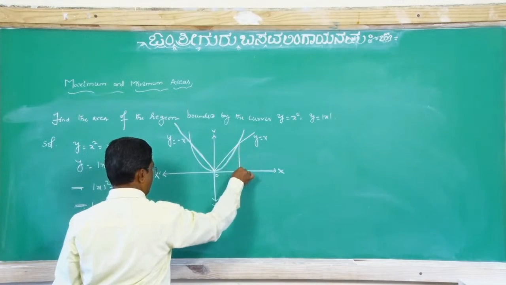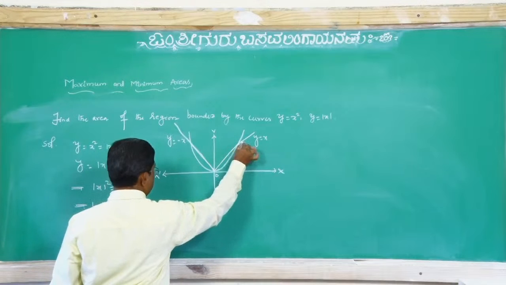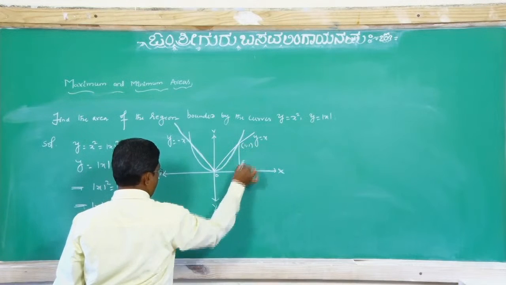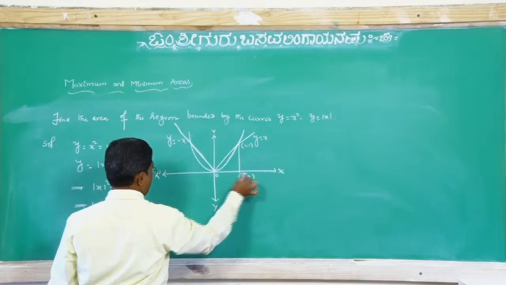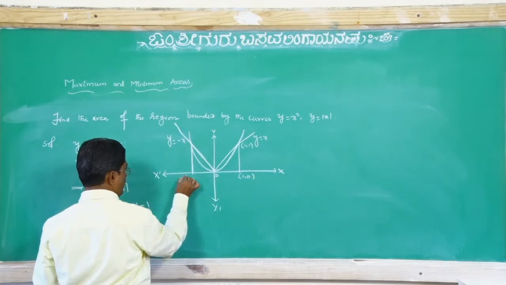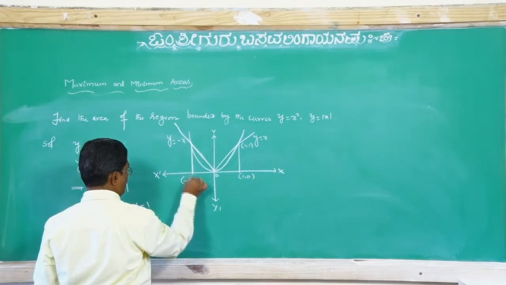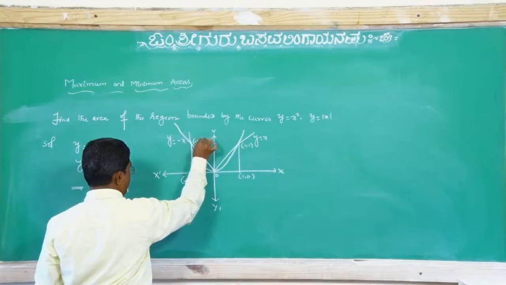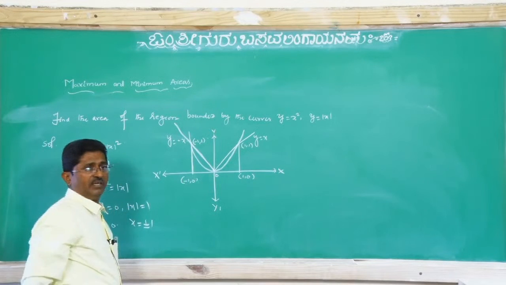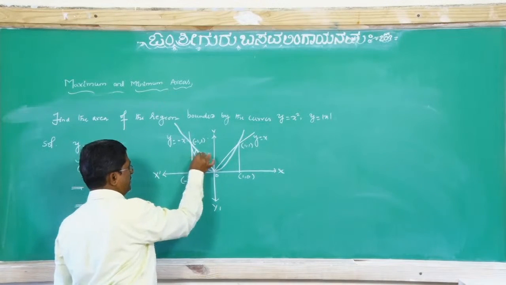Solving the curve and line, we get the point of intersection: x is equal to 1, y becomes 1. This is 1 comma 0, and this point is minus 1 comma 0. So, this point is minus 1 comma 1. We have to determine the total area of the function.